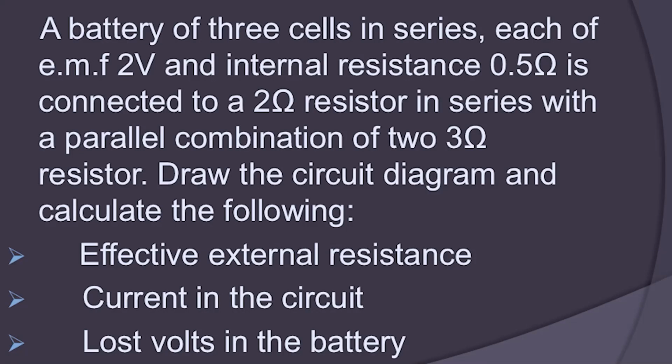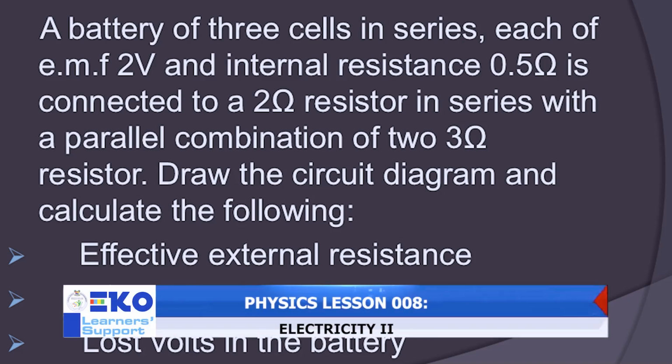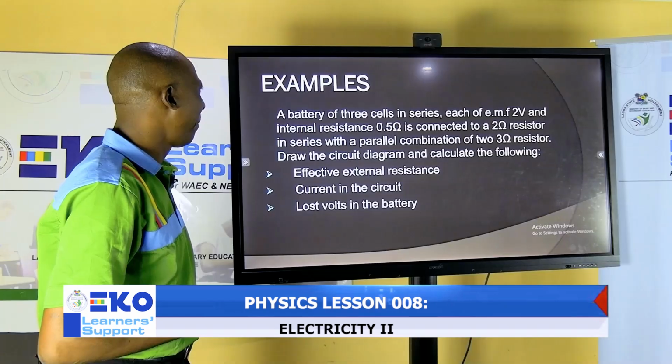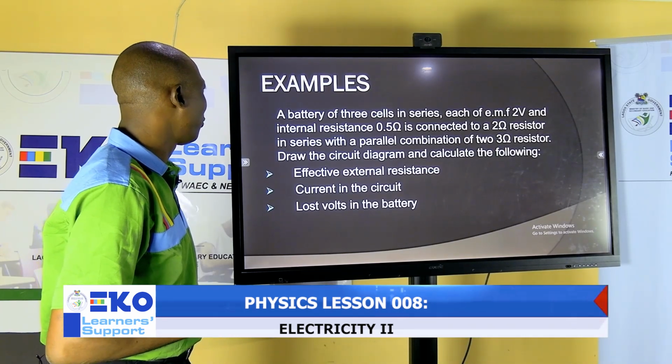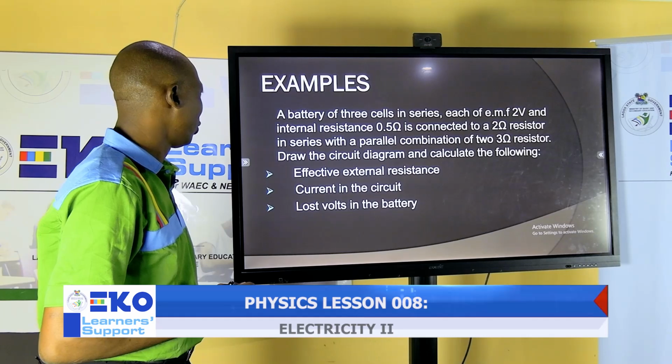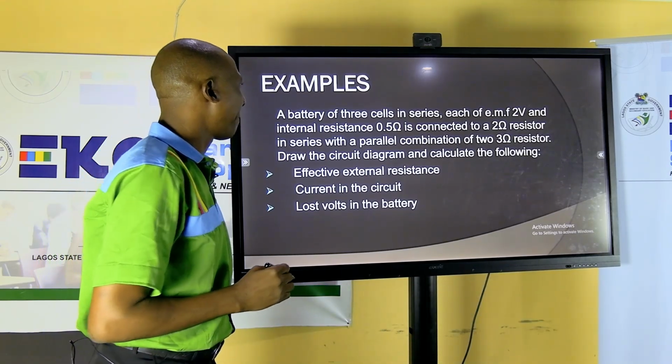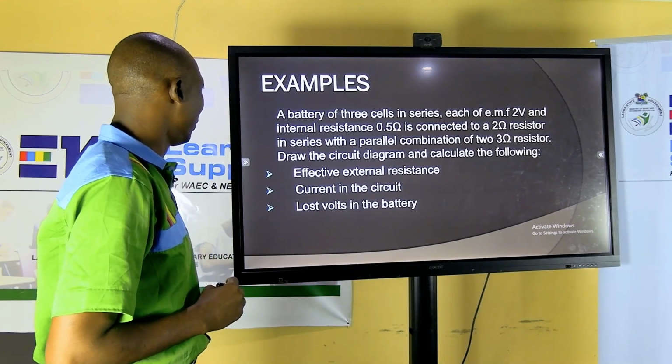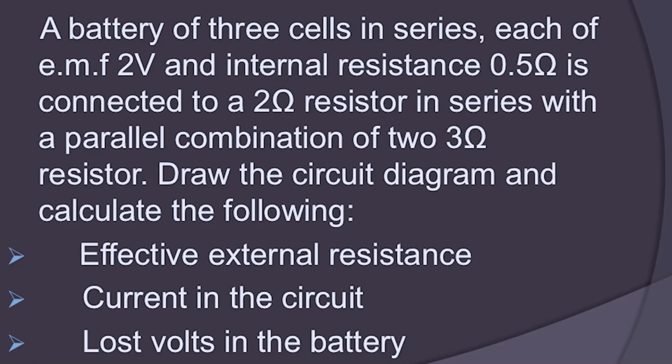A battery of 3 cells in series, each of EMF 2 volts and internal resistance 0.5 ohms, is connected to a 2 ohm resistor in series with a parallel combination of two 3 ohm resistors. Draw the circuit diagram and calculate the following: 1, effective external resistance, 2, current in the circuit, 3, lost volt in the battery.